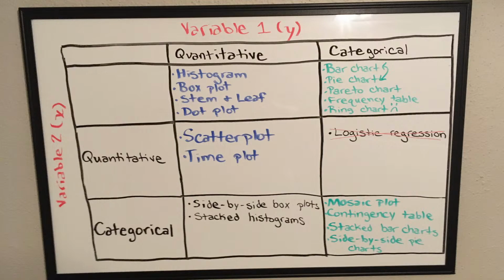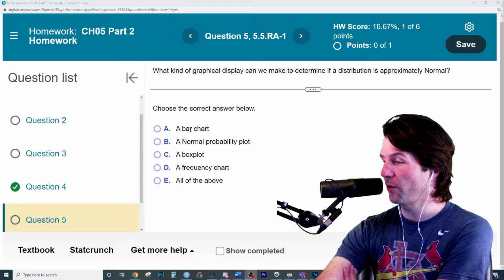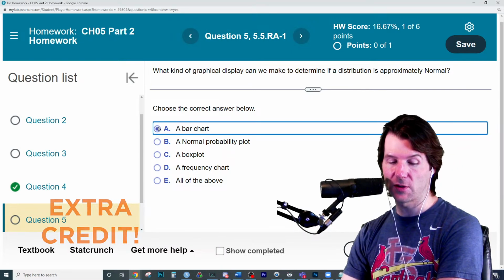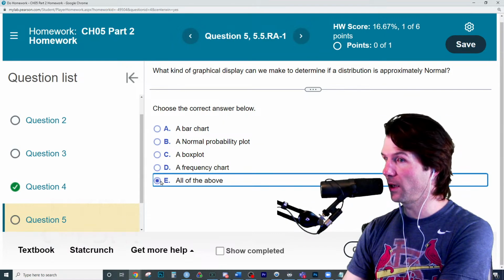Bar charts are used for categorical data. Great job, Lachey, right there. Bar charts are used for categorical data. But here's the thing. Since bar chart is no longer an answer, that eliminates all of the above, right?